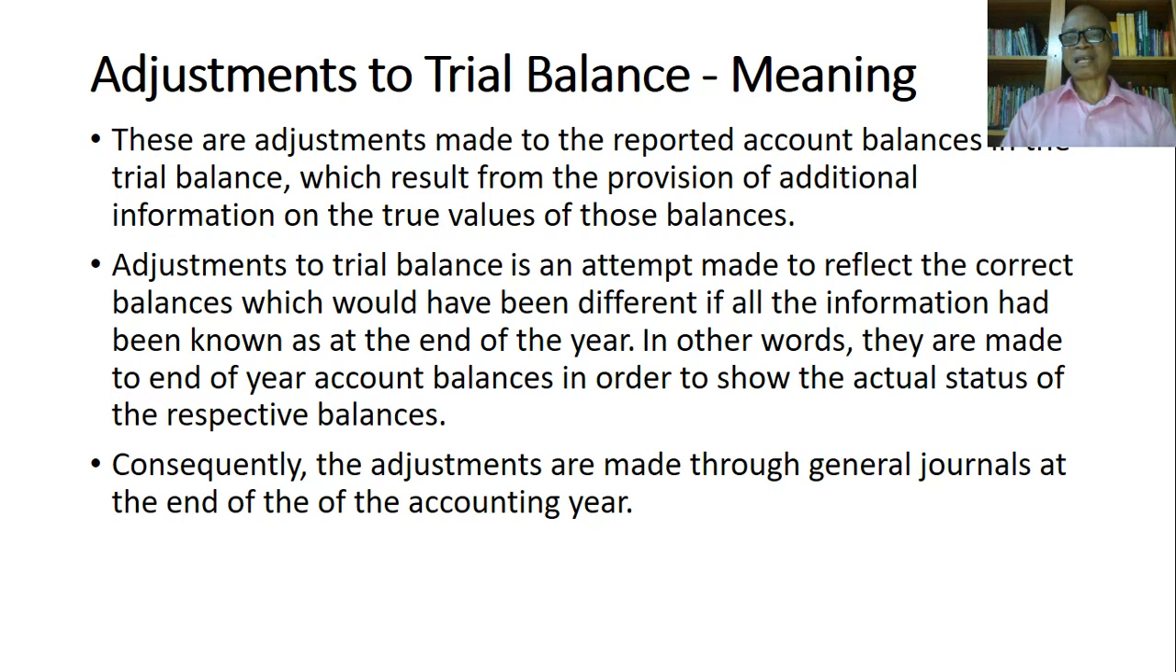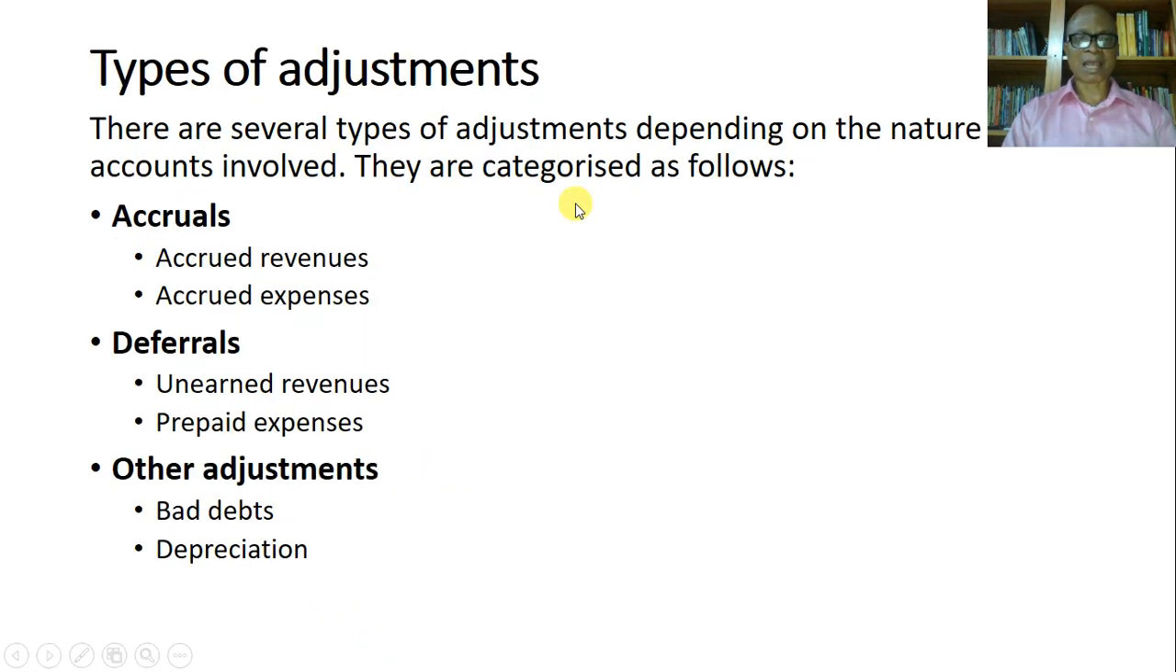So, at a time that trial balances are being drawn, or balances are being drawn from the different accounts to make up the trial balance, some information is not made available, and so at the end of the day, when the information is made available, then you have to go back to change and adjust some of the balances that are already extracted from the different accounts, and consequently those adjustments are made through the general journals at the end of the accounting year.